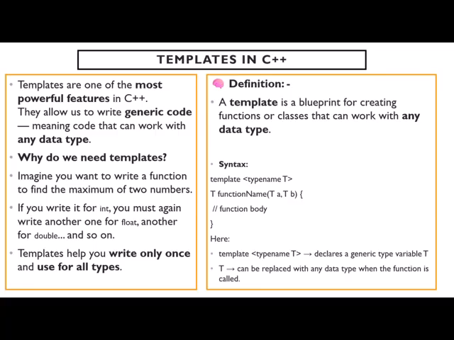Here is the definition for templates. A template is a blueprint for creating functions or classes that can work with any data type. This is the syntax for templates in C++. Here, template typename T tells the compiler that we are creating a generic function using a placeholder type T. Whenever you call the function, C++ replaces T with an actual type like int, float, or double.